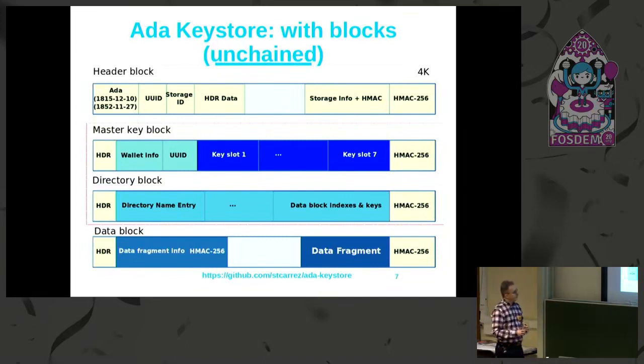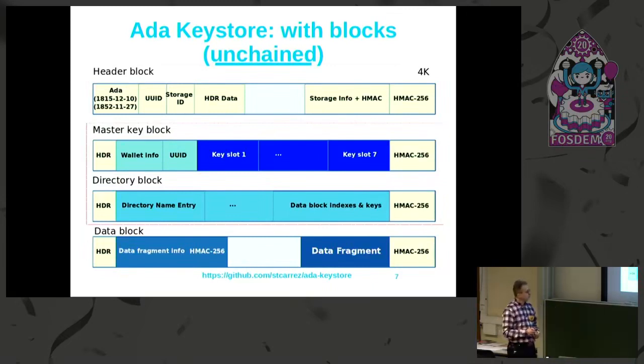All the keys are stored in two blocks, the master key block and the directory key block. The master key block contains the primary keys to lock the keystore, so you have up to 7 slots which allow you to unlock the keystore.